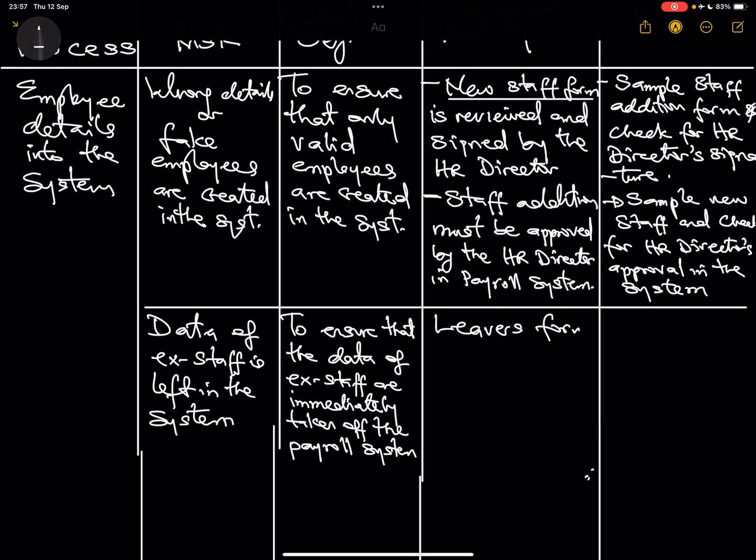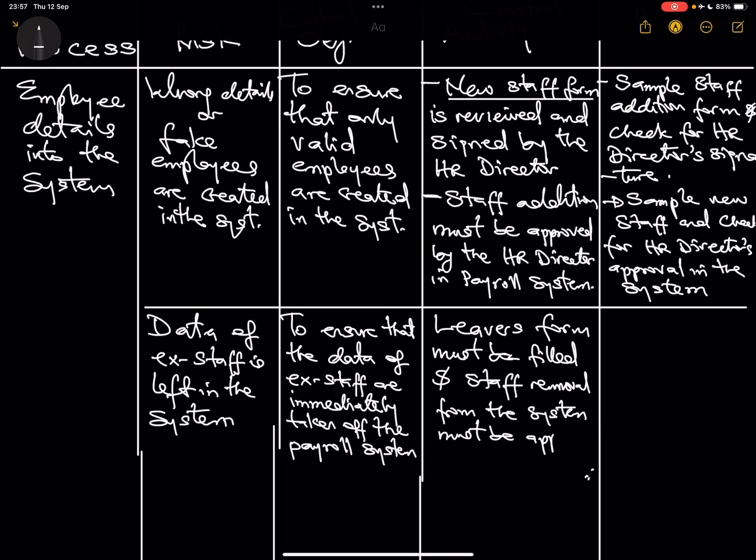So that a leavers form must be filled and staff removal from the system must be approved by the HR director.